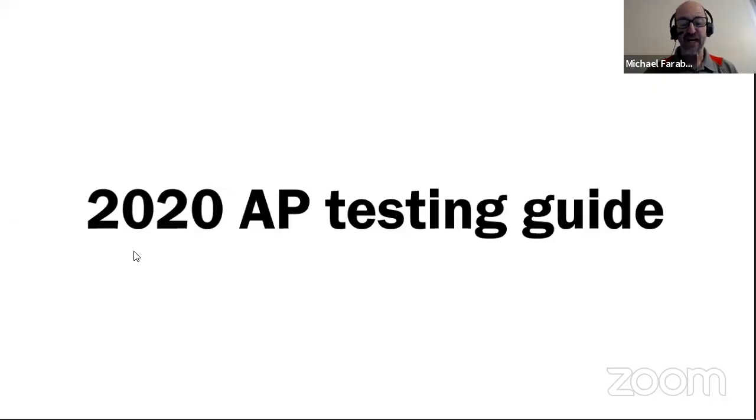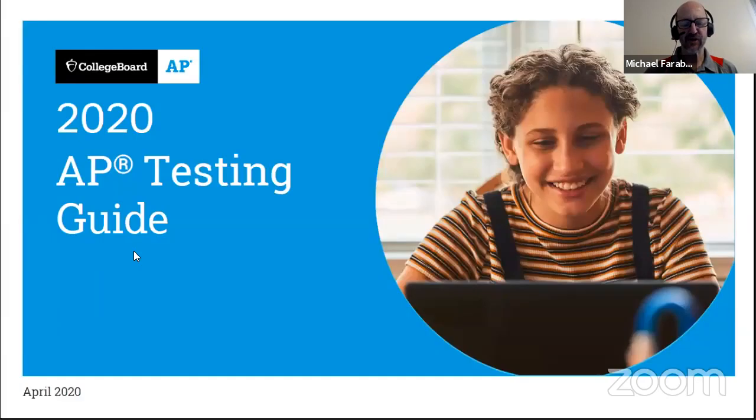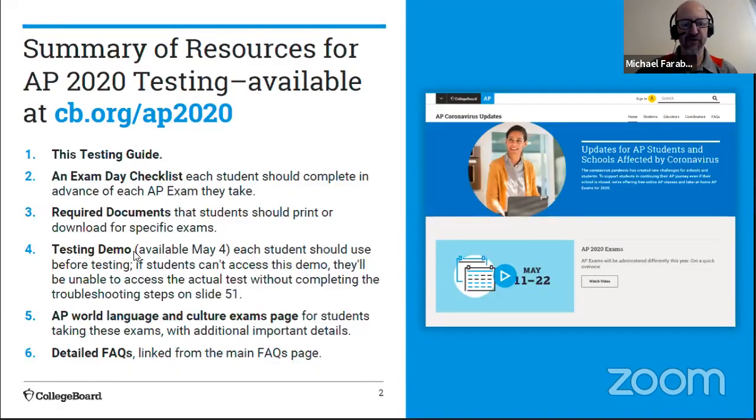If you have not checked out the 2020 AP testing guide, all you really have to do to find this document is to do an internet search for that particular phrase, and you should discover the 2020 AP testing guide, which includes lots of great information for you to prepare for exam day. So you can go to cb.org/AP2020, and you can find quite a variety of resources.